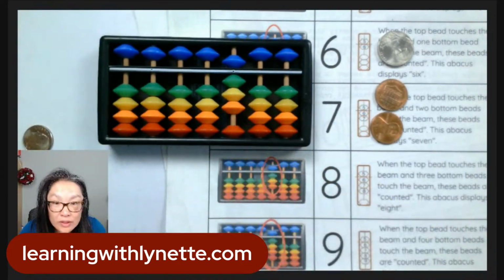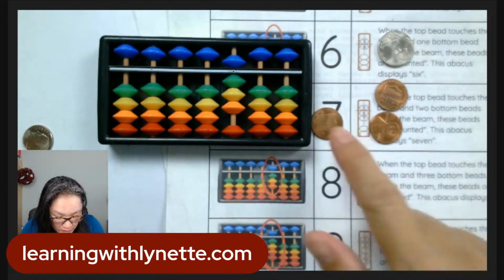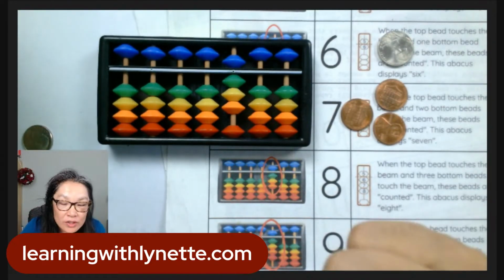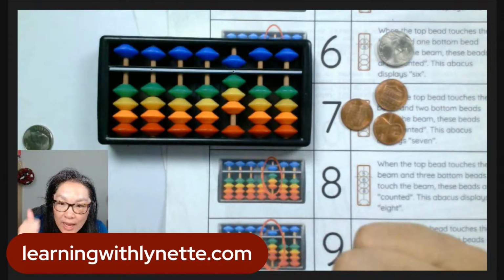But the first thing we're going to do is we're going to understand how to read the abacus, right? Why are we learning how to read the abacus? We're learning to read the abacus because then we can do adding, subtracting, multiplication, and division.